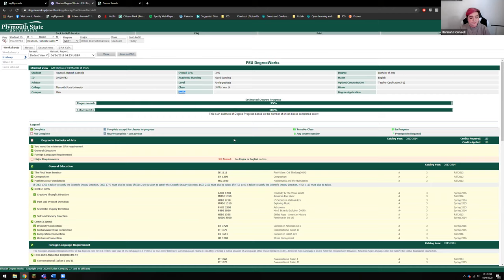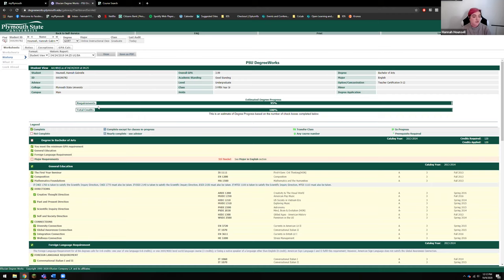This section right here, the requirements and the total credits, shows a little progress bar as to how close they are to reaching the end of their degree. As you can see though, it's not always accurate because this says that my requirements are 95% done, but I have graduated. So just a little warning about that. And I tell students this all the time, take those progress bars with a grain of salt, because sometimes they can be wrong.